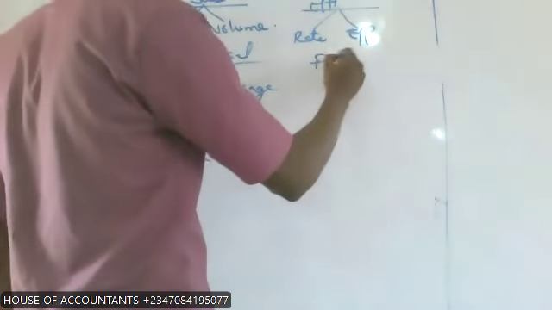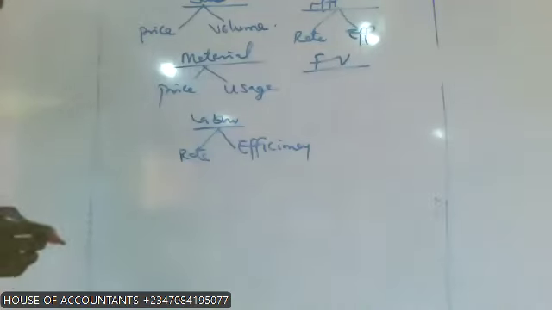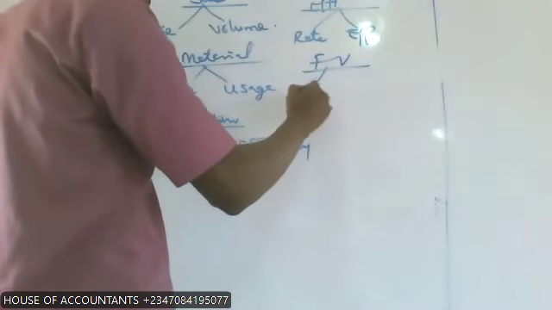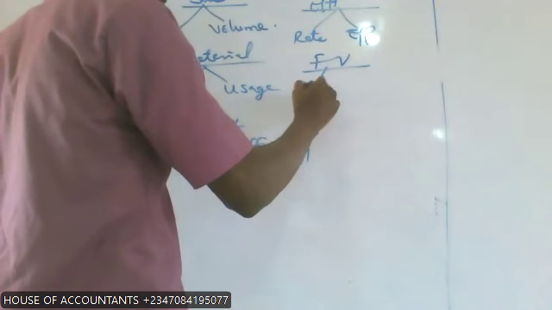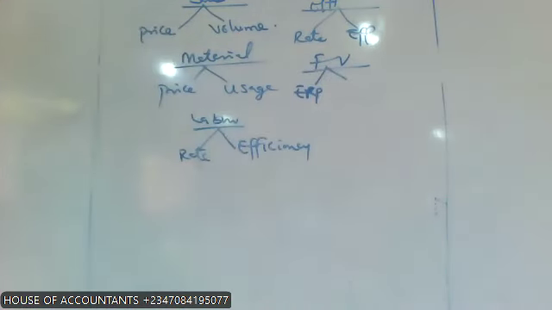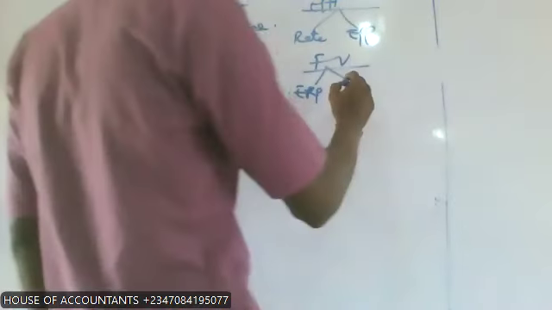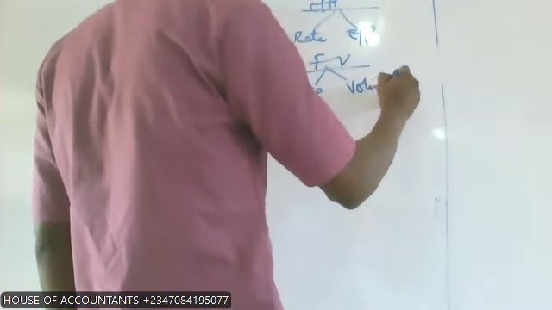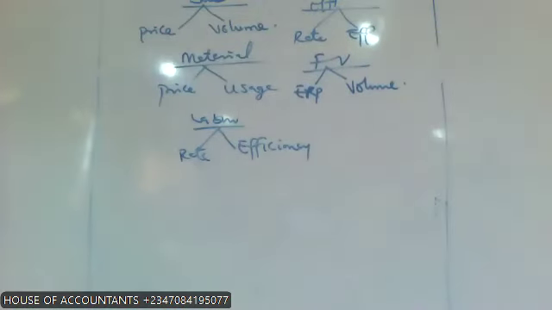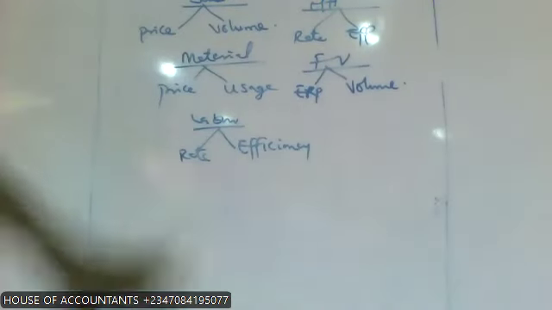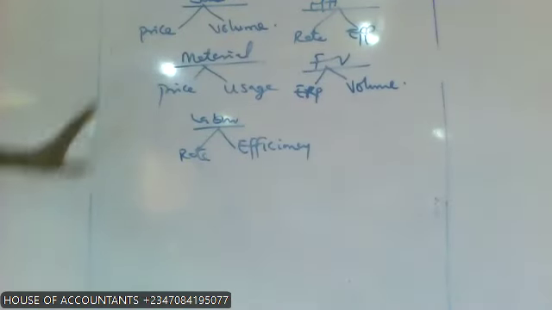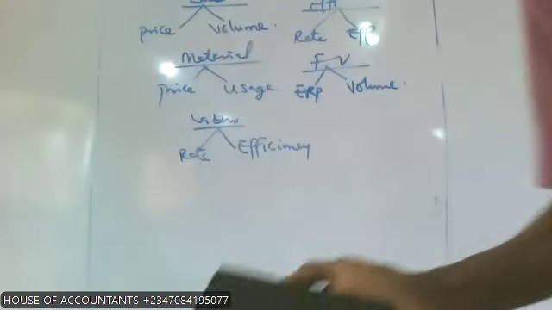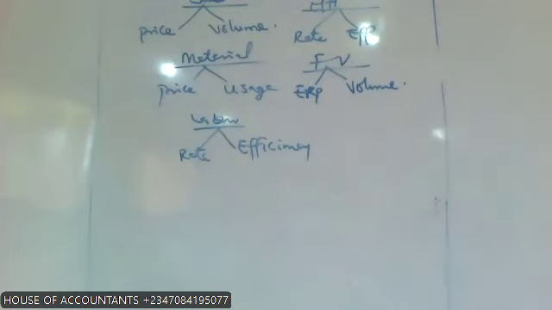Then fixed variance is also divided into 2. Expenditure and volume. Then the volume is divided into what? Capacity and efficiency. This is where basic variance ends. So we may not be solving anything under this.